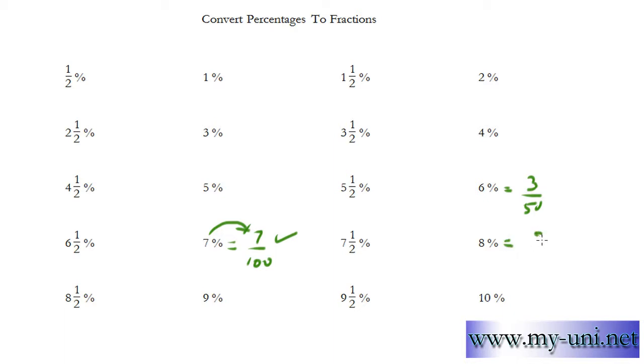8%, simply divide 8 by 100, and you have converted 8% into a fraction. You can simplify this. 4 times 2 is 8, and 4 times 25 is 100, so 2 over 25 is the fraction format. So 8% can also be written as 2 over 25.